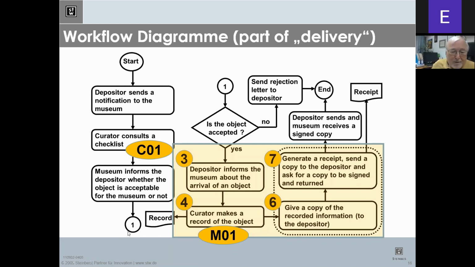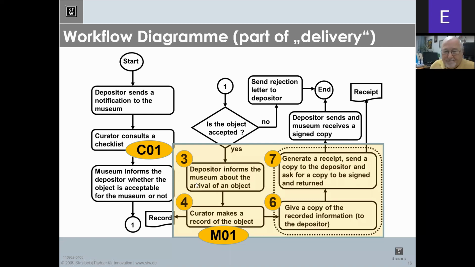Now we have here the connector. The workflow continues here with 1. Then we have the decision. We have here no numeric, and we have here a logical decision, no, yes. So the decision is: is the object accepted? It can be yes or no. If it's not accepted by the museums, then we have to produce a rejection letter and send it to the depositor. And then the process is at its end.